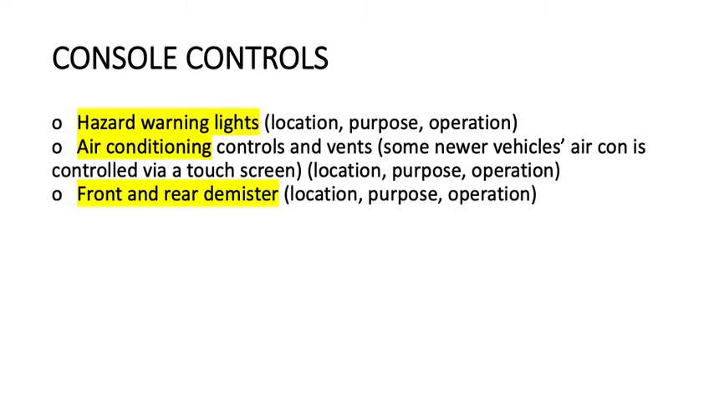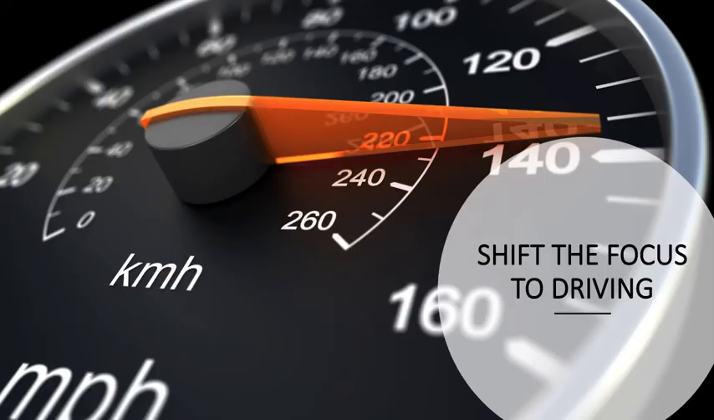Console controls: hazard warning lights, important. Air conditioning, important for comfort. And front and rear demister as well. Let's go on to shifting the focus now into the actual driving part.